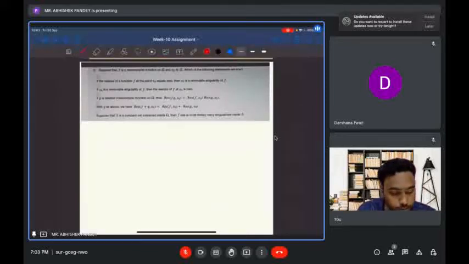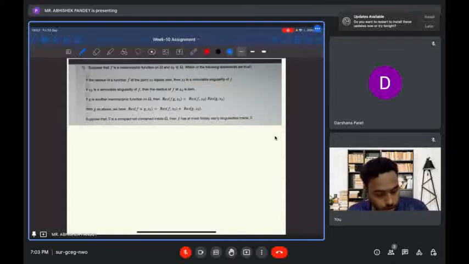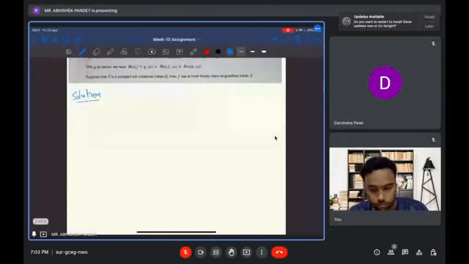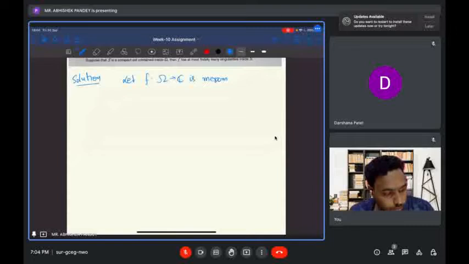It is saying that if the residue of a function f at a point z naught equals 0, then z naught is a removable singularity of f. Let us start this one. Solution. Let f from omega to C be meromorphic, and z naught belongs to omega.